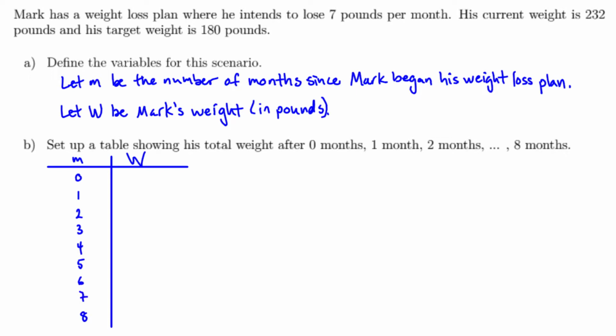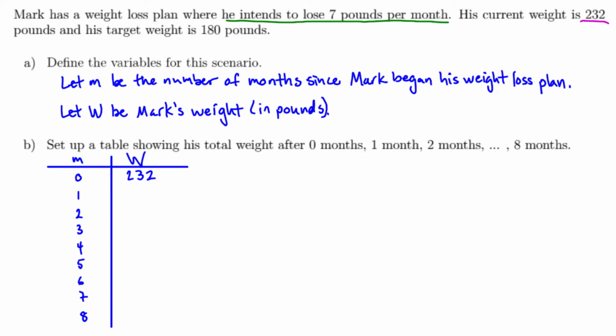So we know that when he starts, we're given that information up here in the problem. His current weight, or after 0 months after he starts, he's at 232 pounds. So we can put that in for W when m is 0. So we'll have 232. Now, to figure out what happens after 1 month, we want to use this rate that's given. So we're told that he intends to lose 7 pounds per month. So each month, he wants to lose 7 pounds.